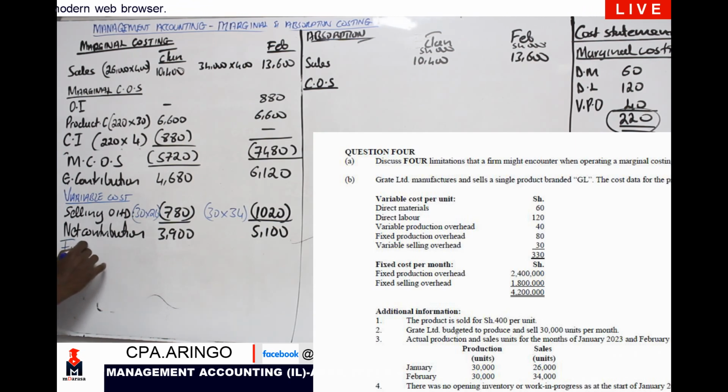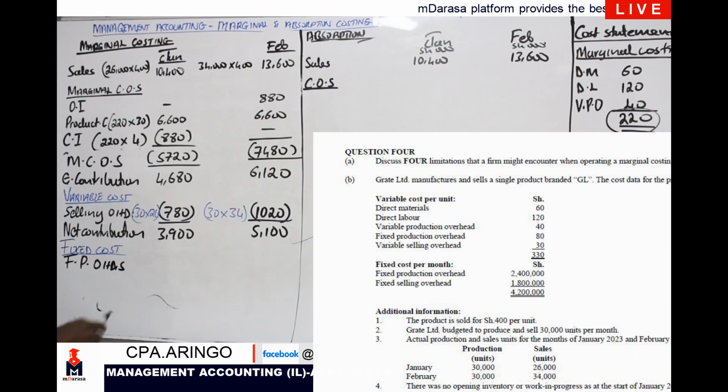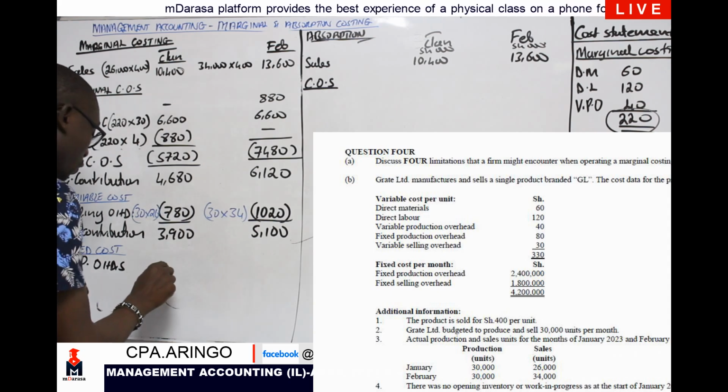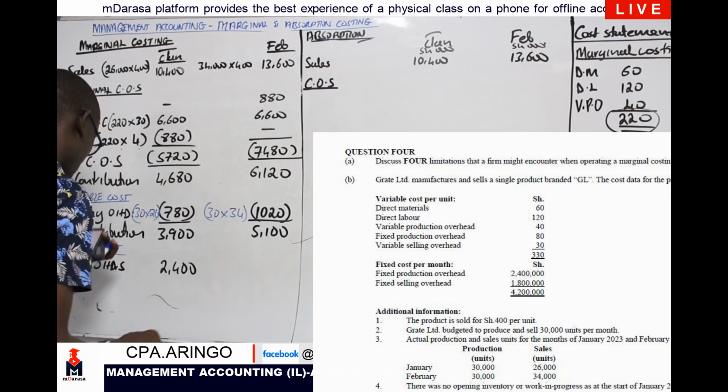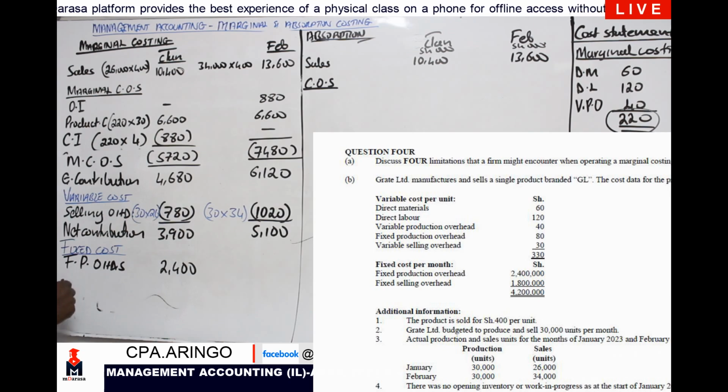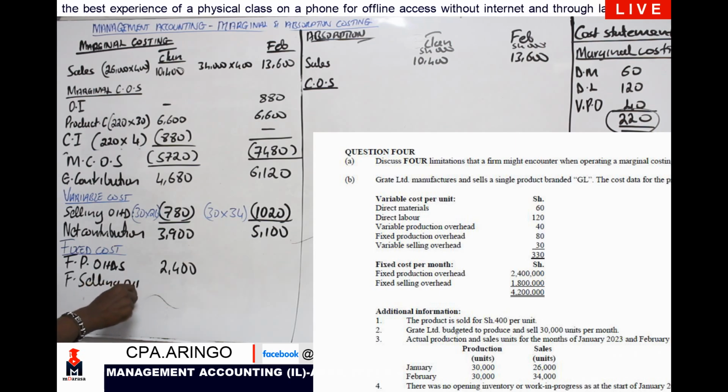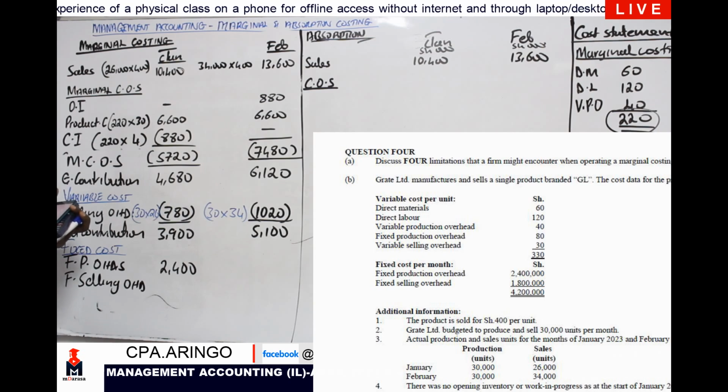So our fixed costs, what did we have as our fixed costs? I'm having fixed production OHDs. How much were we given in our case? Look at that statement summary where we had fixed cost per month. I'm having number one, fixed production overheads of 2.4. Then I'm having another one, which is fixed selling OHDs, which is 1.8.